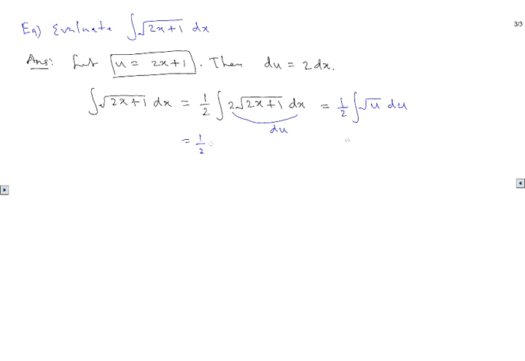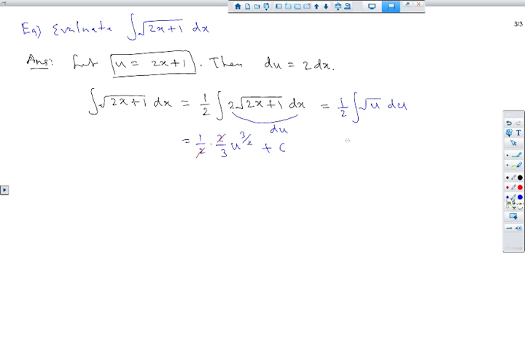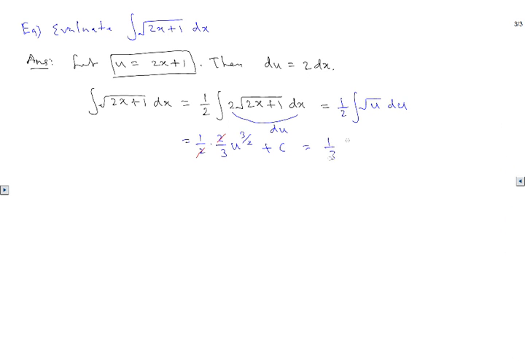Okay, so this is very easy to integrate. It is 1/2 times the integral of that, which is u to the 3/2 divided by 3/2, multiplied by 2/3, u to the 3/2 plus c. You can see that the 2 and 2 get cancelled, so you end up getting 1/3. So your final answer would be 1/3, where u is simply 2x plus 1, to the 3/2 plus c. Okay, so that's the answer. Very easy.